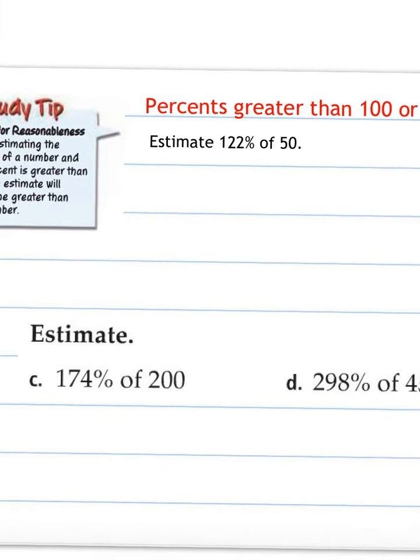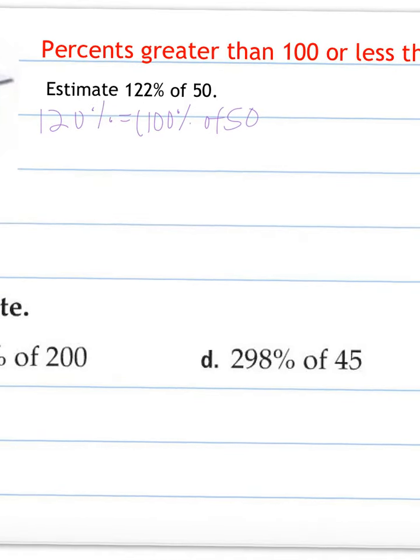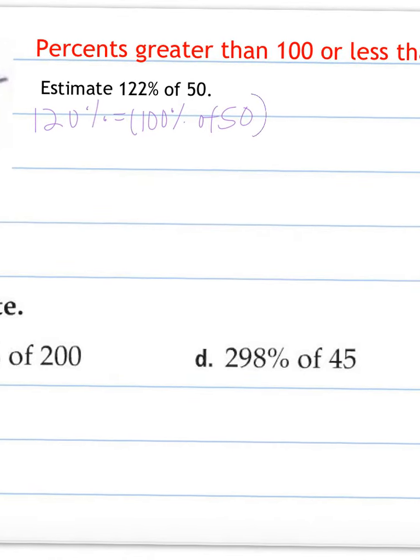So when we're estimating 122% of 50, I'm going to round that 122% to 120%. Okay? And now I'm going to split up that 120%. So first we're going to find what 100% of 50 would be. And then I'm going to add on the other 20% of 50. Add those two parts together.